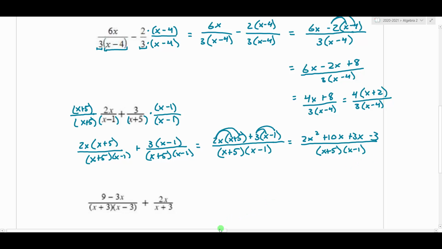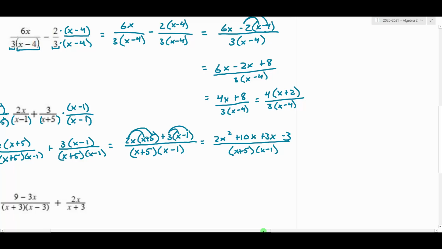Okay. And we can yet do more simplifying, right? Because we can combine like terms here. So we'll get 2x squared plus 13x minus 3, all over (x plus 5) times (x minus 1).